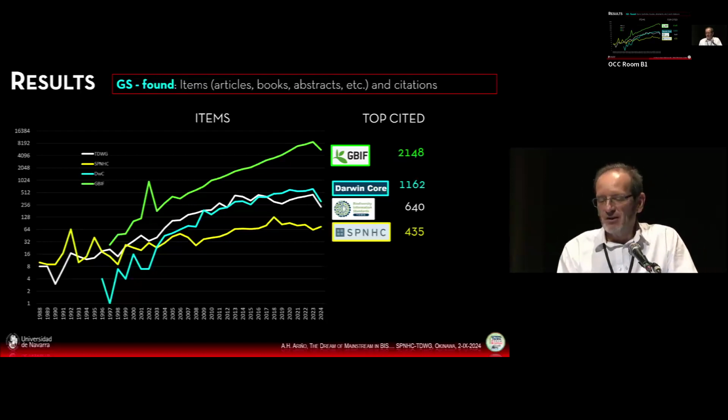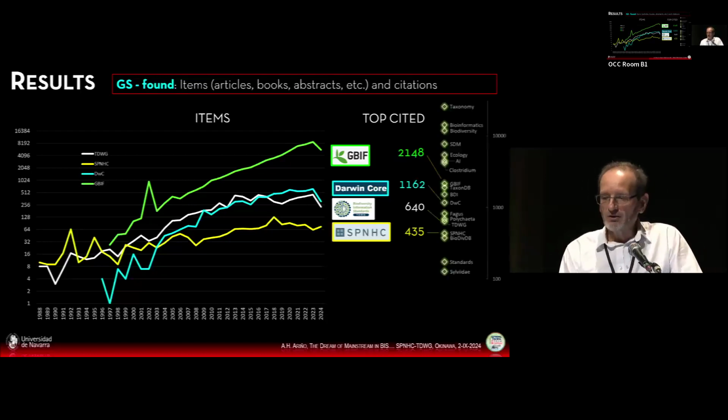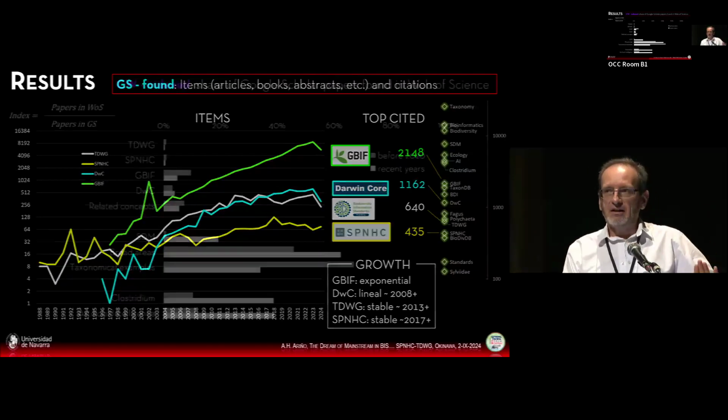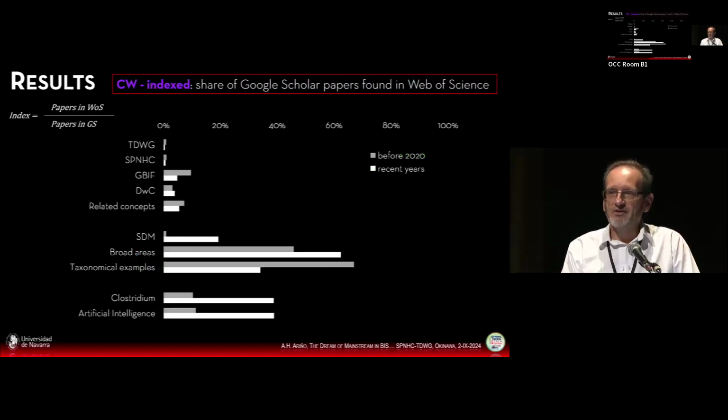Okay. In terms of citations, we are not that far from other fields. We are basically in the middle, GBIF perhaps a little bit down, but this is indexed literature. This is indexed literature. Let's see what the proportion is.